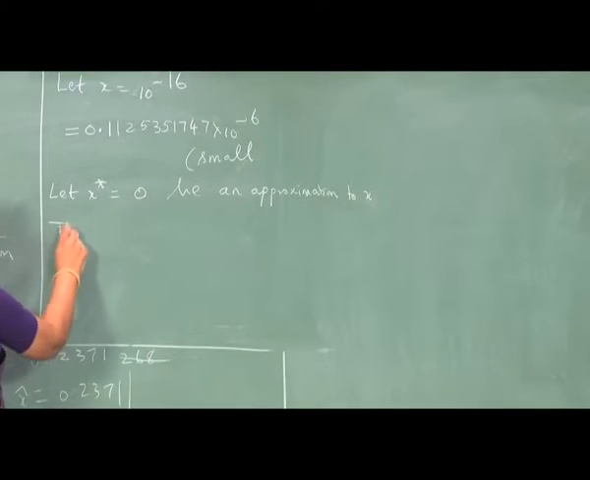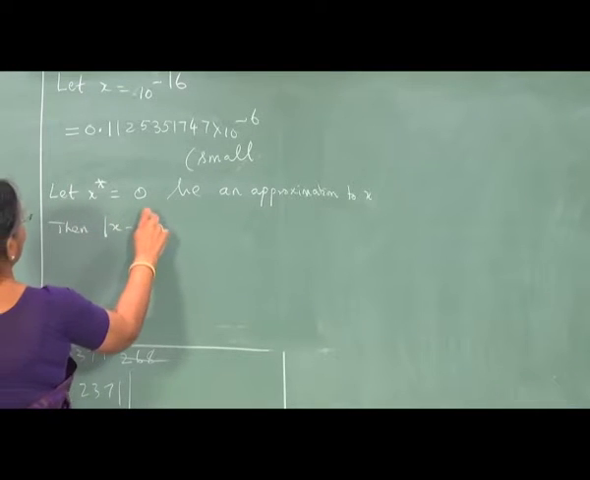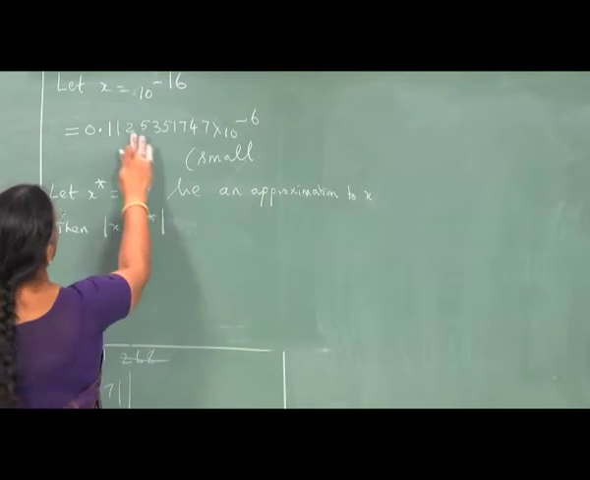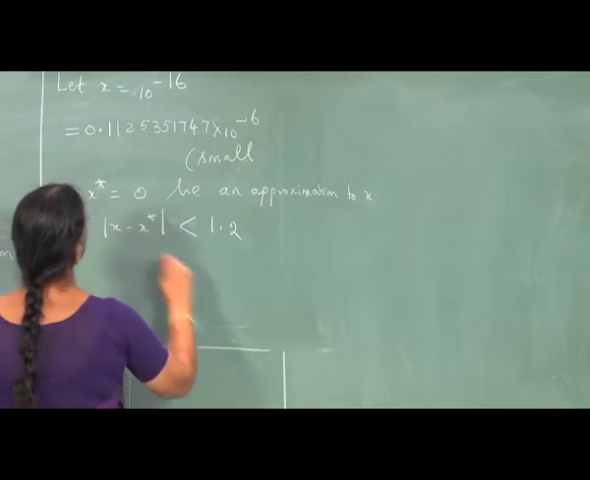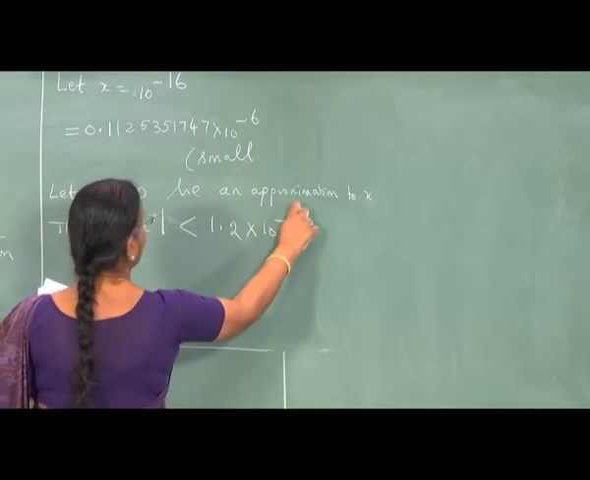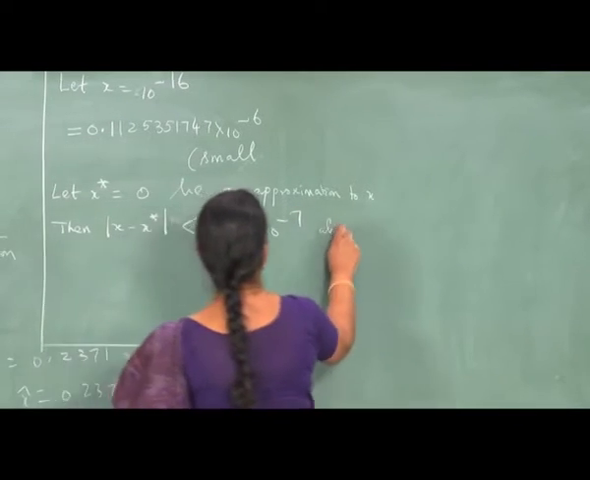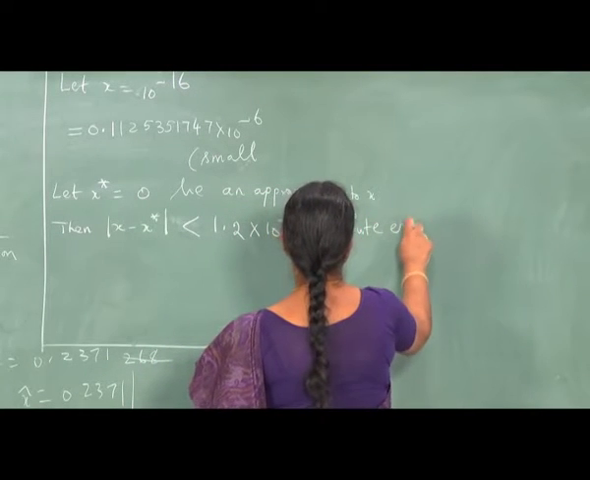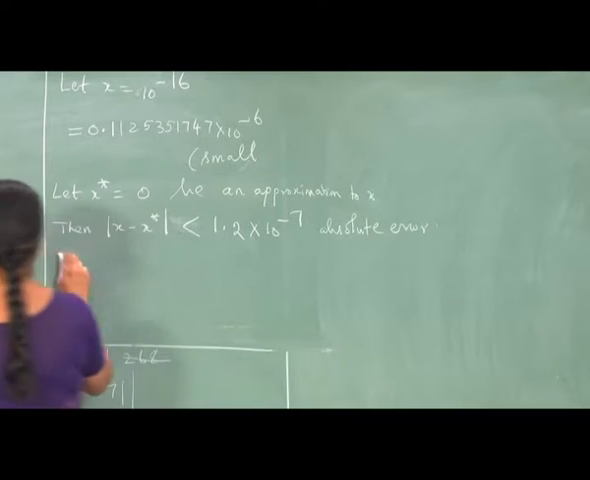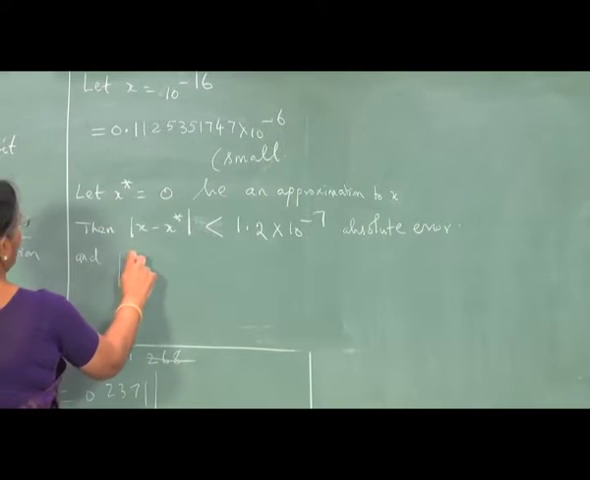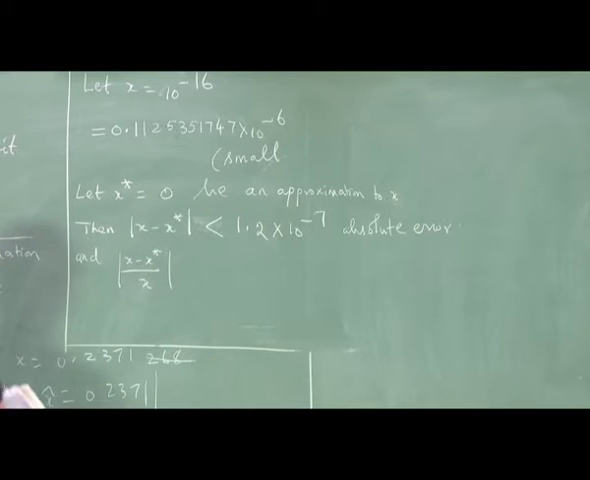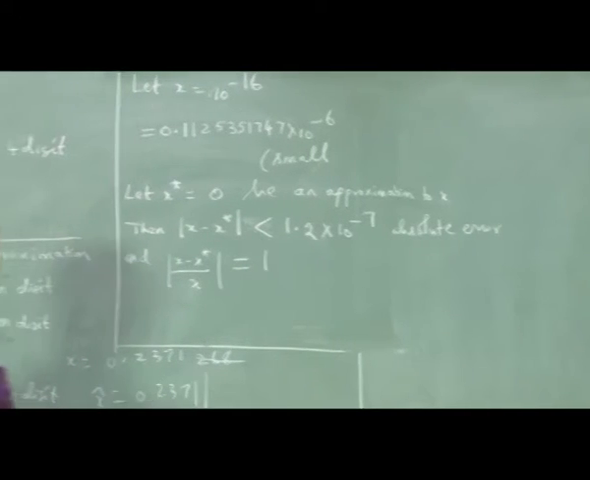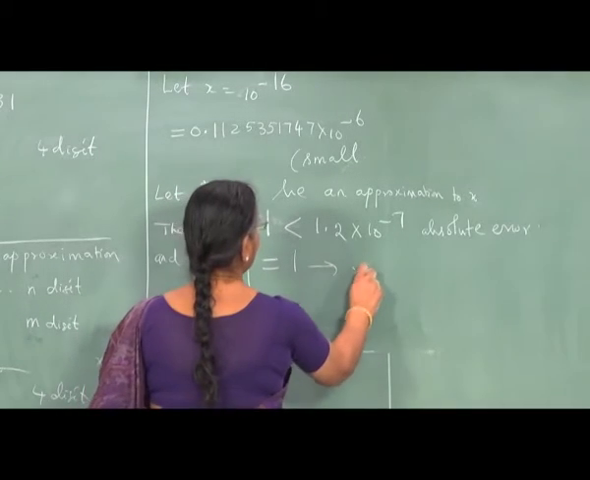So, the absolute error in this case, x minus x star, is going to be this minus 0, which is less than 1.2 into 10 to the minus 7. So, that is the absolute error. On the other hand, if I compute x minus x star by x, then it is nothing but 1. So, this is the relative error.